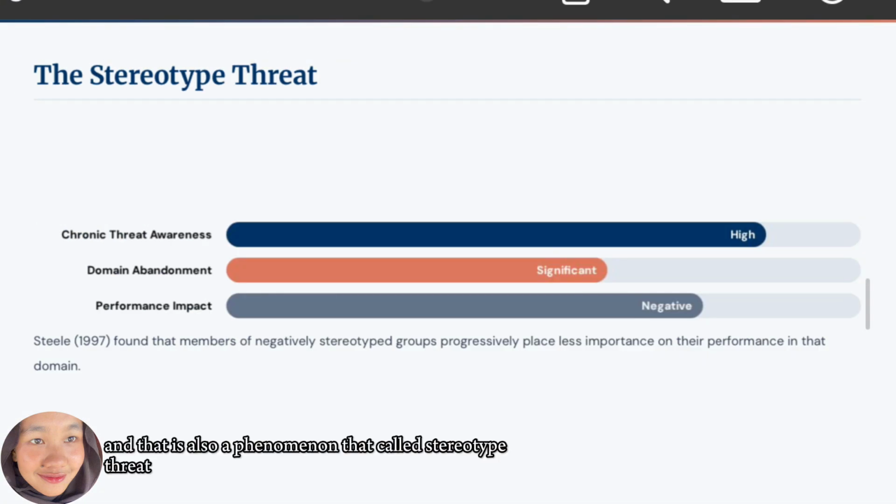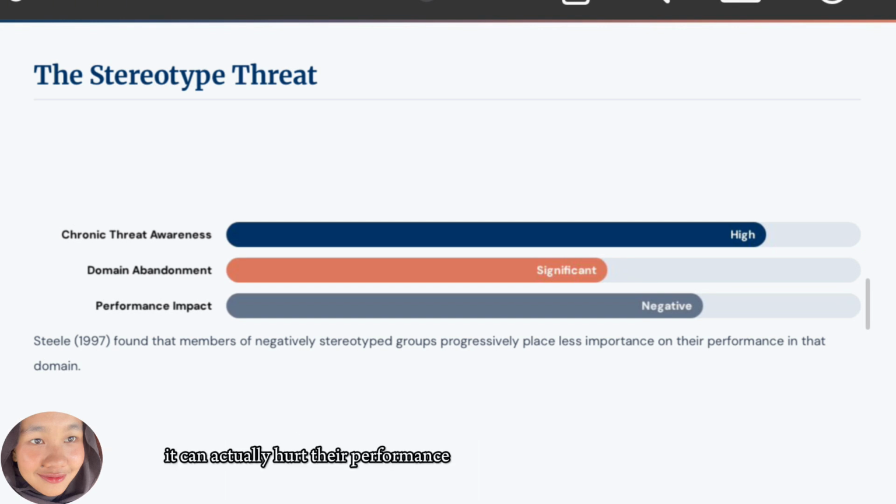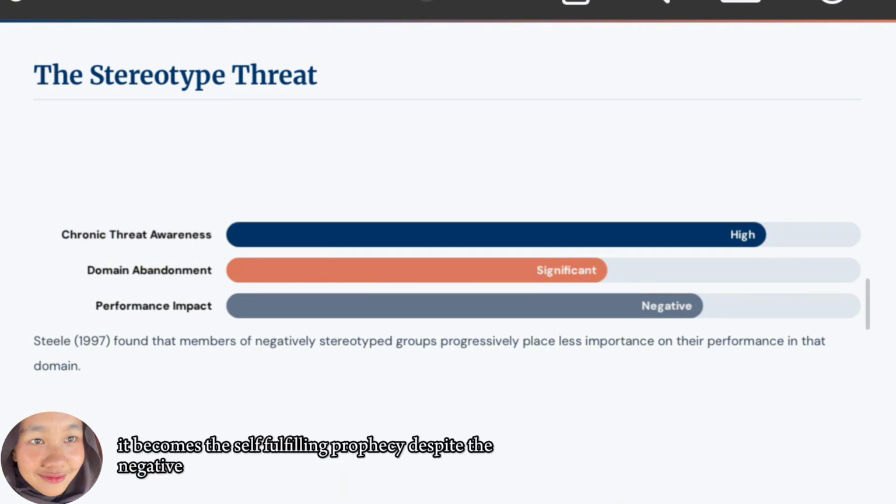And that is also a phenomenon called stereotype threat. When a group is aware of a negative stereotype about themselves, it can actually hurt their performance. For instance, if a group is told they are bad at math, the anxiety of confirming that stereotype can cause them to perform worse or eventually abandon that field entirely. It becomes a self-fulfilling prophecy.